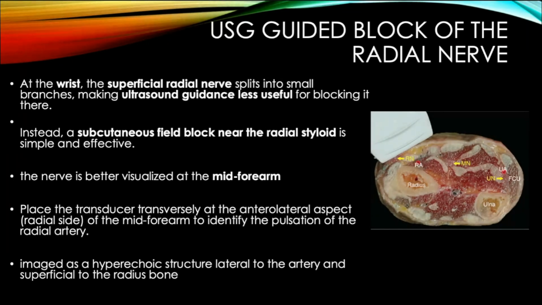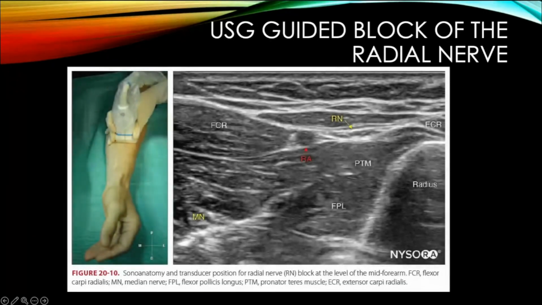Usually to block the nerve at the mid forearm, we place the transducer transversely at the anterolateral aspect of the mid forearm to identify the pulsation of the radial artery. The radial nerve is imaged as a hyperechoic structure lateral to the artery and superficial to the radius bone. This picture shows the sonoanatomy of the radial nerve.